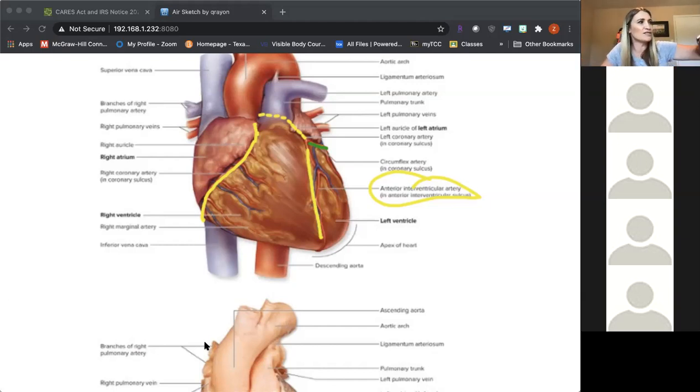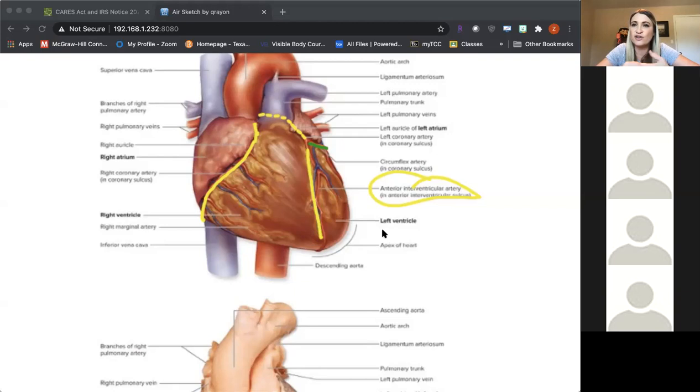It also houses part of the great cardiac vein, the vein that goes along with it. If you're looking at the model, the main vein that runs along with the anterior interventricular sulcus is the great cardiac vein. It is not labeled on our picture for some reason, but that's the name of that vein next to it.